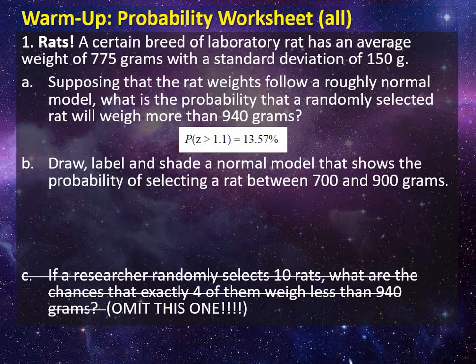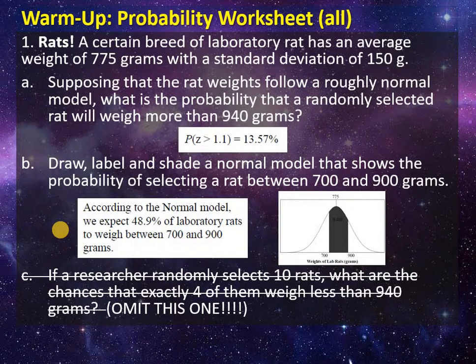So again, with that being stated, draw, label, and shade. For this guy, basically you're saying, okay, I know my average is 775, so 700 is a little bit to the left, 900 is a little bit to the right, and if you have done this much, that's describing your normal model, so you can go ahead and find the probability, 0.489 about.